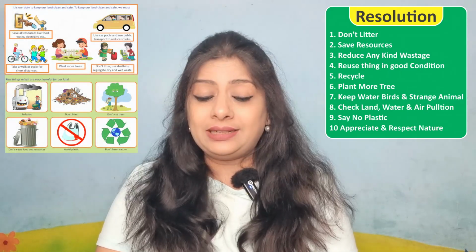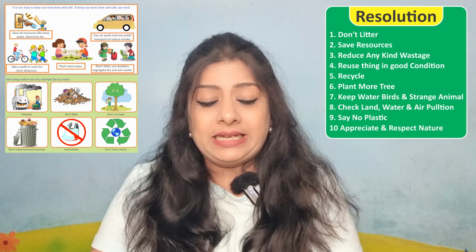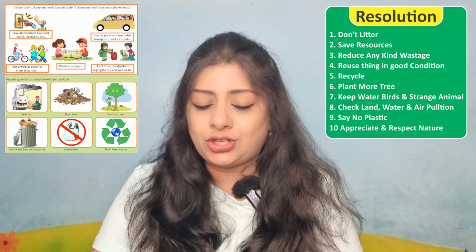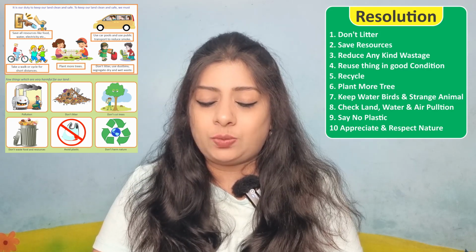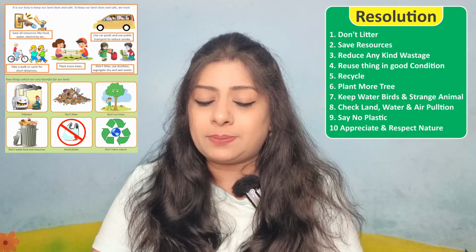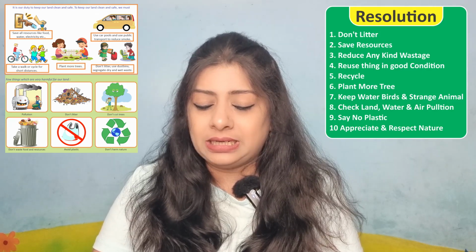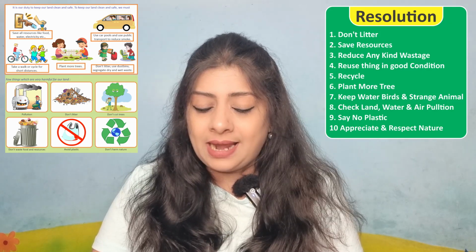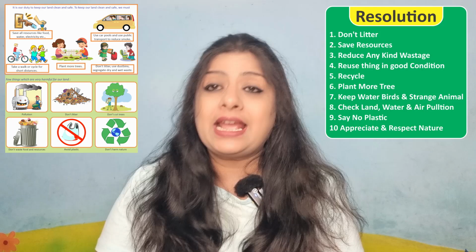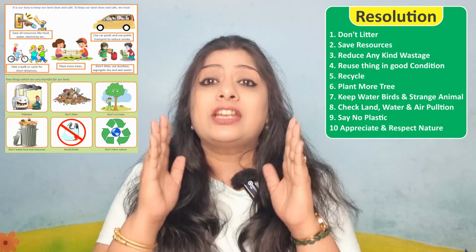Do you want to know what those resolutions were? One is don't litter. Number 2 is save resources like food, water and electricity. Number 3 is reduce any kind of wastage. Next is reuse things in good condition. Number 5 is recycle things which can save resources. Number 6 is plant more trees while taking care of the existing ones. Number 7 is keep water for birds and stray animals. Number 8 is check land, water and air pollution. Number 9 is say no to plastic. And number 10 is appreciate and respect nature.